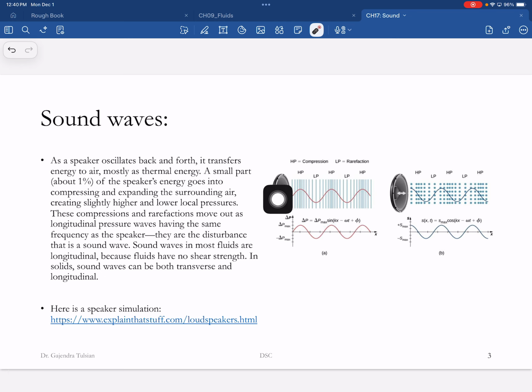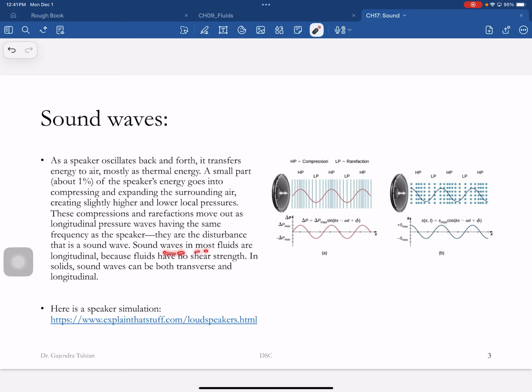It turns out that when the diaphragm of a speaker vibrates back and forth, about 99% of the energy that it's pumping in turns into heat. Only about 1% is converted to sound. So only a small part of the energy goes into compressing and expanding the surrounding air. If you have a 100-watt speaker, it's using 100 joules of electrical energy per second. Only 1 watt of that goes into sound production.